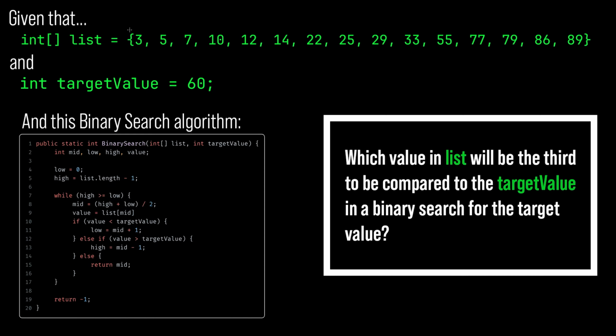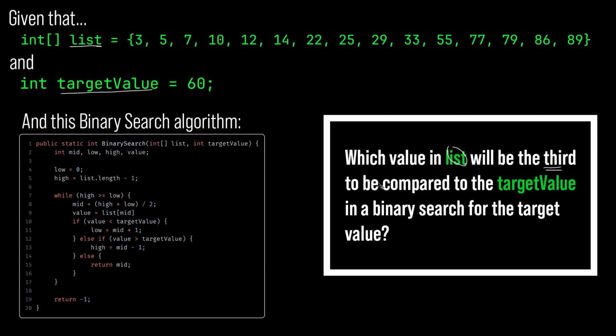Okay, so let's get into this question. It states that given that we have an array of integers called list, and a target value called target value, and this binary search algorithm, which I'll go into in a bit more detail in a second, it's going to ask which value inside of list is going to be the third, that's important, the third to be compared to the target value in a binary search for the target value.